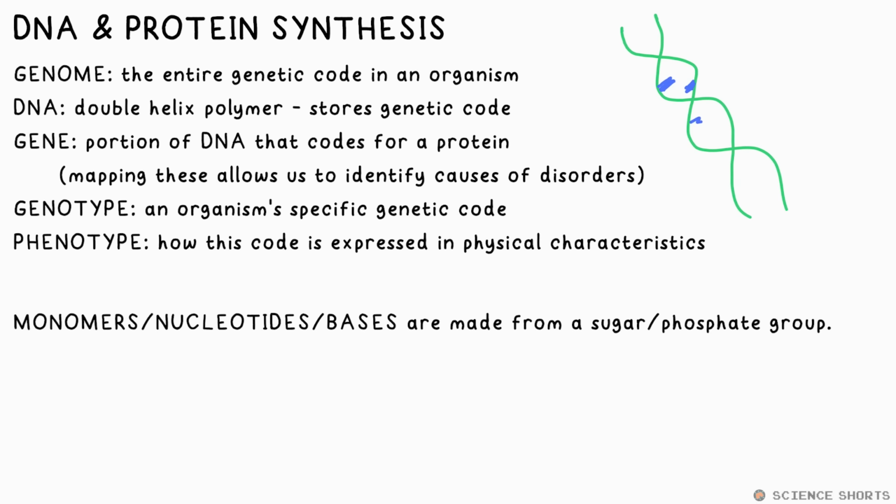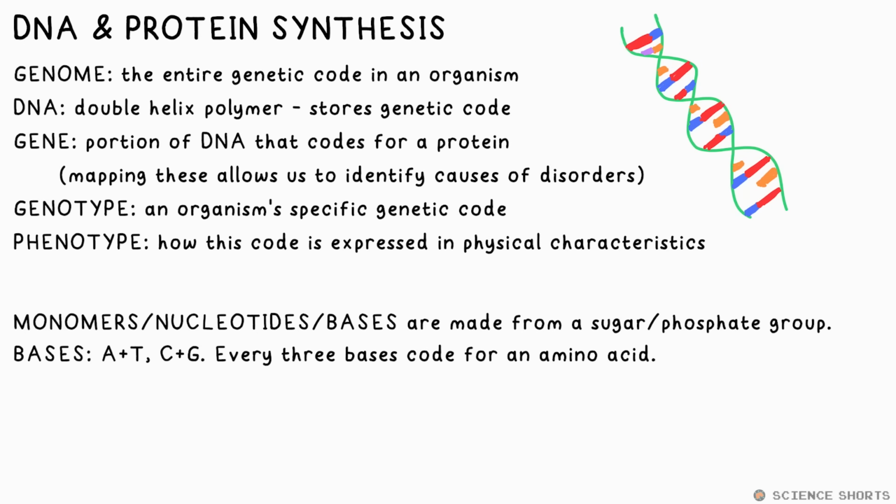The monomers between two strands of DNA are called nucleotides, and they're made from a sugar and phosphate group. There are 4 types: A, T, C, and G. You don't need to know what the names are, but A and T always go together in the sequence, as do C and G. Every 3 of these bases, as we call them, are a code for an amino acid.